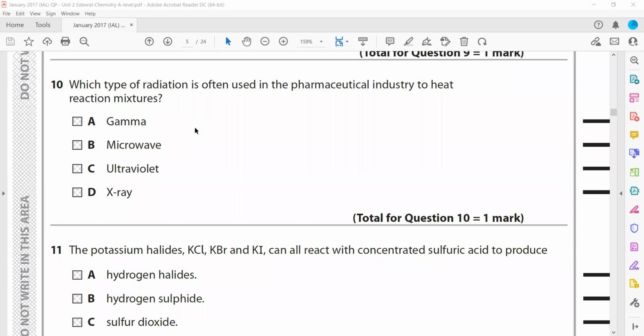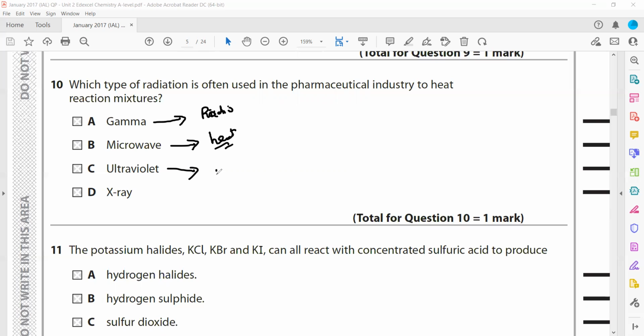Question 10, which type of radiation is often used in the pharmaceutical industry to heat the reaction mixture? For heating purposes, which type of radiation is used? The first one is gamma. Gamma is not for heating purposes, it is for radiotherapy. Microwaves: as you can see, like a microwave oven, that is the main purpose, because the particles absorb the radiation and vibrate, so microwave is actually used to heat the mixture.